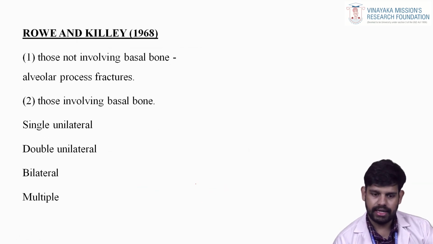And in 1968, Rowe and Kelly also classified mandibular fractures. Type 1 is those not involving the basal bone, only the alveolar part, only the tooth bearing part. So this is your mandibular teeth, and for example this is your mandible. If the fracture line is only limited to this portion, then only the alveolar process is fractured. This comes in class 1 or type 1.